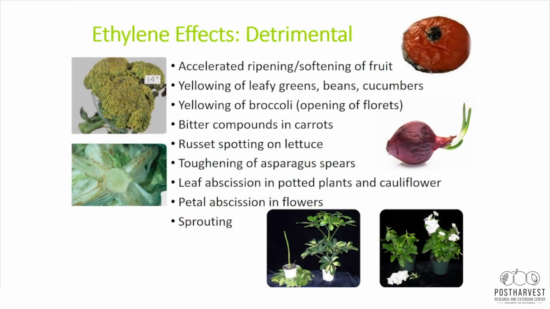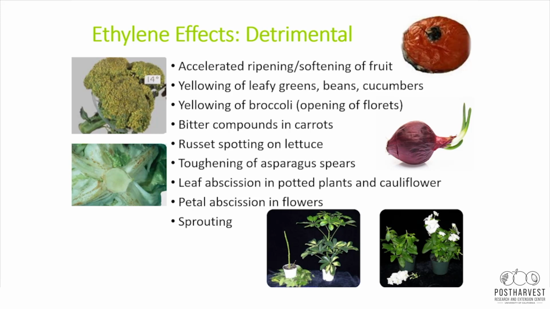A little bit about the detrimental effects of ethylene. That's what we don't want to happen. Ethylene accelerates ripening and softening of the fruit. It also accelerates yellowing of leafy greens, beans, and cucumbers. Broccoli yellowing is a problem, and the opening of florets, as you can see on the top left here.